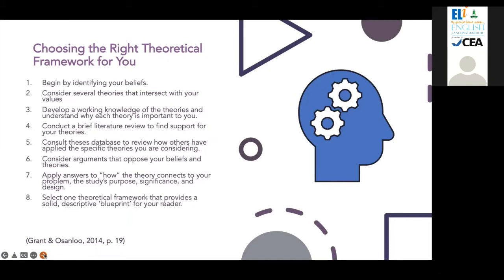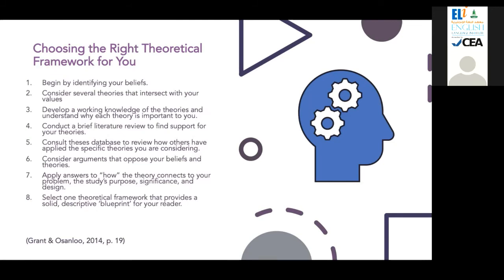Now, how do we choose the right theoretical framework? How do we do that? First, we begin by identifying our beliefs. Now, as researchers, we have beliefs. There are lots of theories, but I'm sure we have certain beliefs in some of them, not all of them. And we have our reasons, our logical, valid reasons, and we can support that. We can support our beliefs using academic research tools.